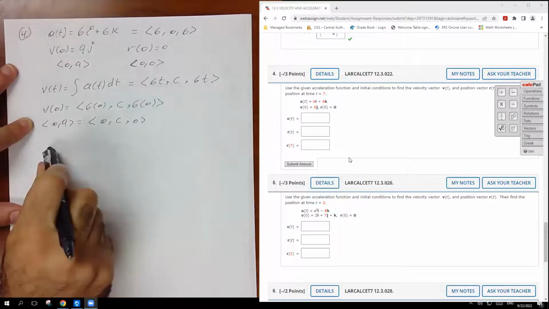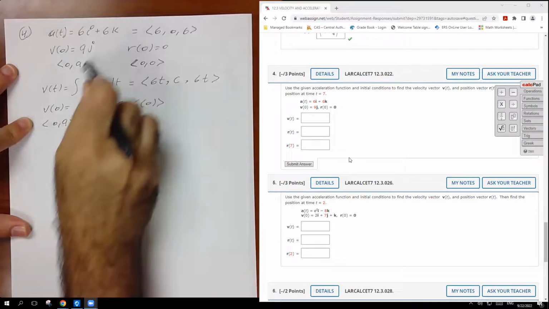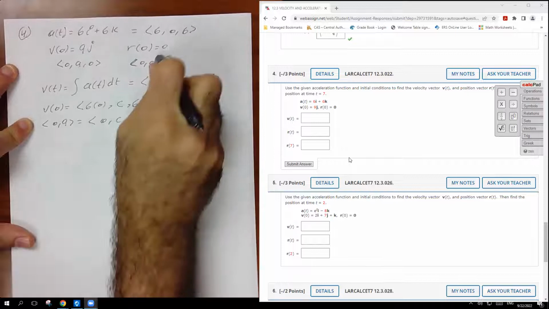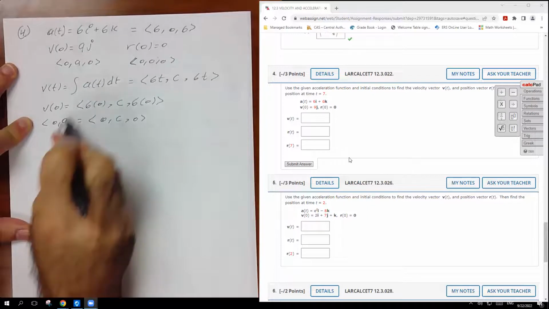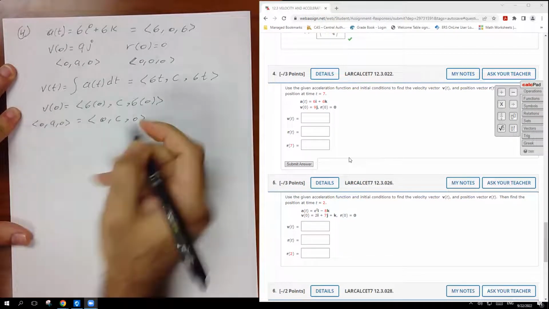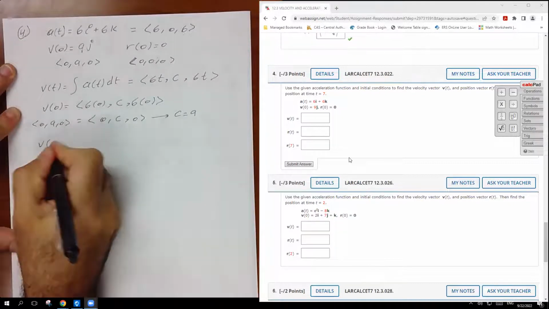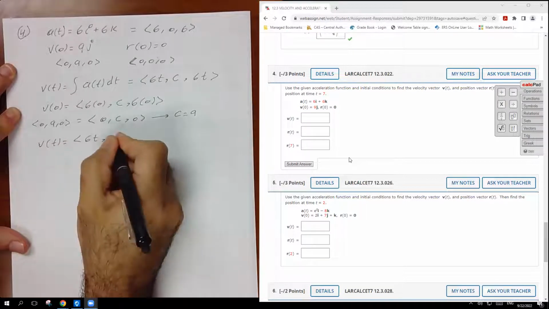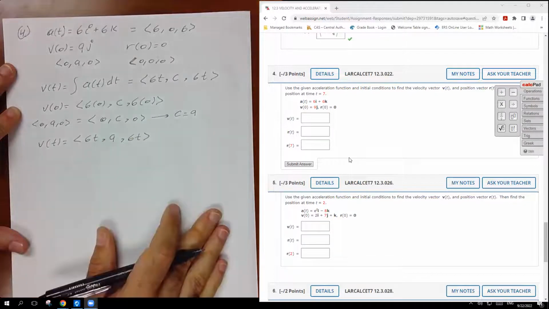Let's add the k. In this case, the k here is also 0. So let's add the k here. That means c is going to be equal 9. So now the velocity with respect to the t is going to be 6t as a vector, and c is going to be 9, and here is going to be 6t. Now I have the velocity.